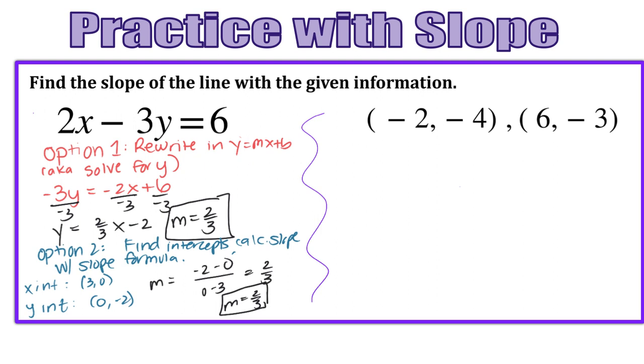So as I mentioned, for the one that's in, and this is actually called standard form, the first thing you could do is rewrite it in slope-intercept form, so solve for y, and then you can identify the slope as the m in front of your x, which is 2/3.